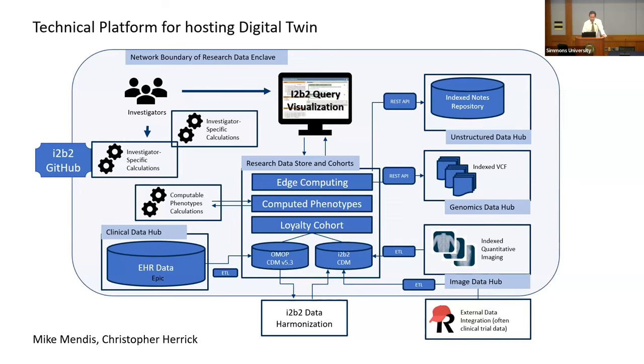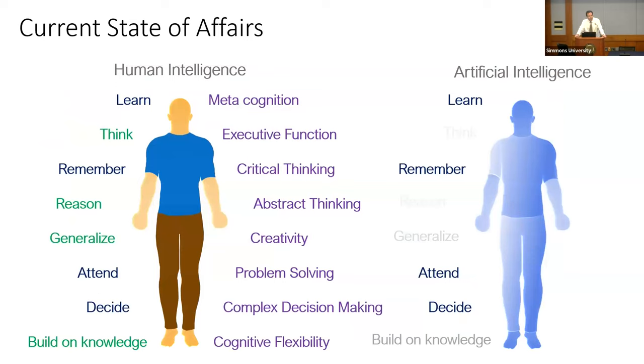So let's think about, finally, and this is courtesy of Jeff Kinkle, by the way, the current state of affairs in human intelligence and artificial intelligence. The abilities to learn and think and remember and attend, decide, and so forth are things that we've been blessed with for a long time. And then we think of ourselves as having executive functioning and critical thinking and abstract thinking and creativity, right? Now we know that artificial intelligence can learn, remember, attend, decide, but it also seems to be starting to make headway on things that we didn't really think it would do: building on knowledge, generalizing, reasoning, and thinking.